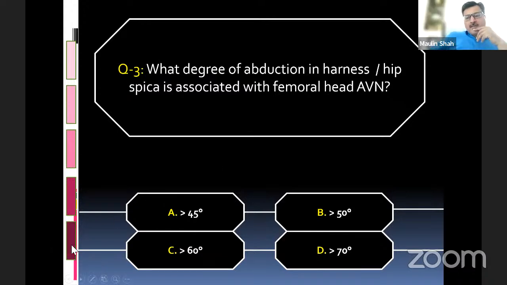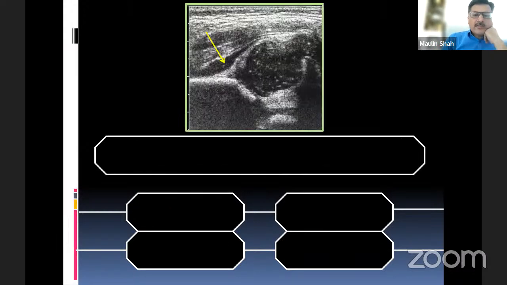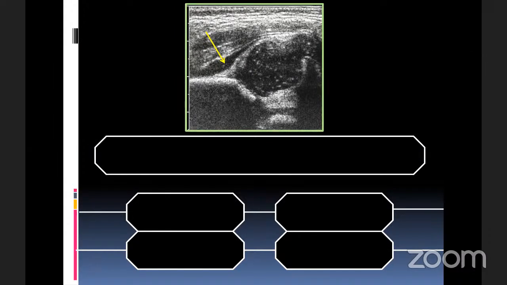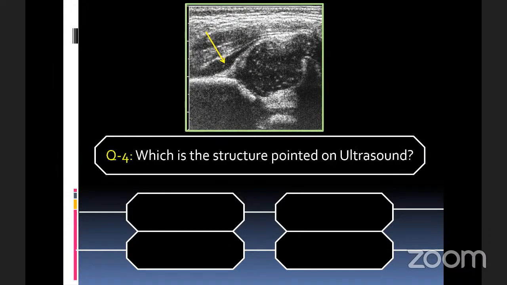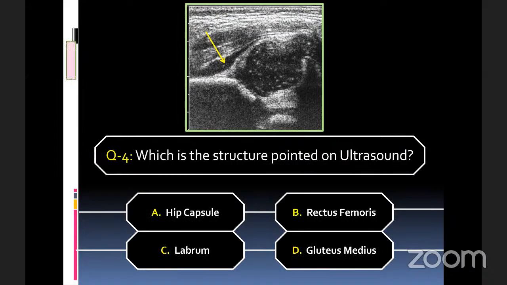Dr. Ramani Narasimhan talked to you about treatment of DDH in infancy, and he mentioned this point. Okay, next question is, which is the structure pointed on ultrasound? We have hip capsule, rectus femoris, labrum, gluteus medius.